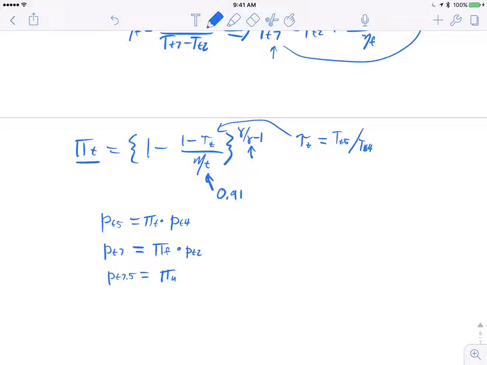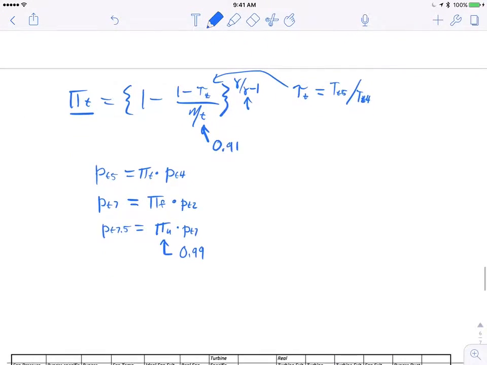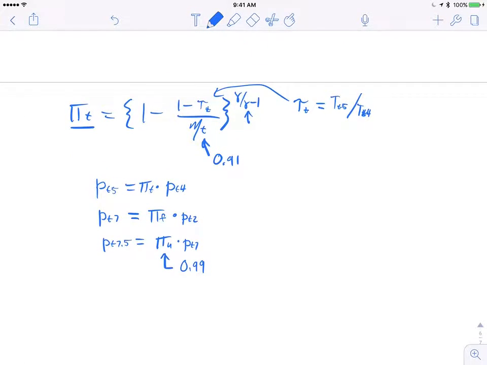total pressure ratio for the bypass duct, pi u, times PT7, the fan discharge pressure. And again, we were given at the beginning, that's one of our performance parameters, that the bypass duct pressure ratio is about 0.99. And so this gives us a way to determine the turbine discharge pressure and the bypass duct discharge pressure.